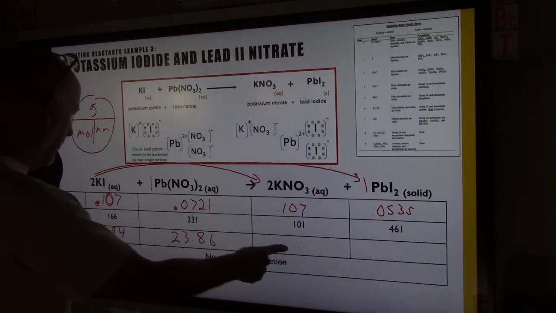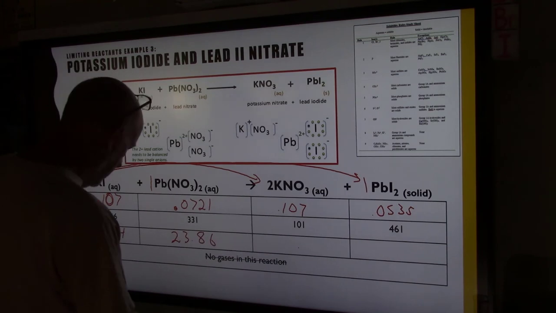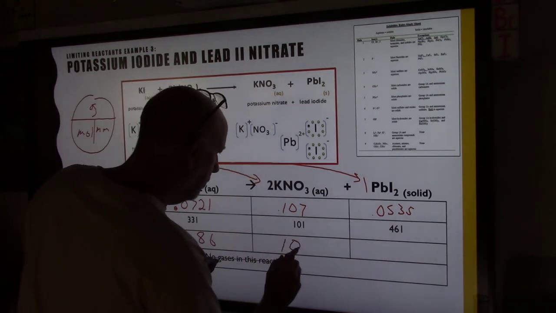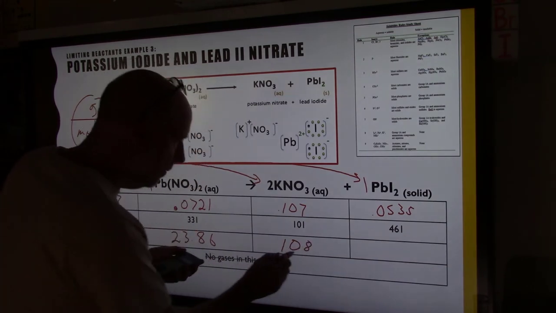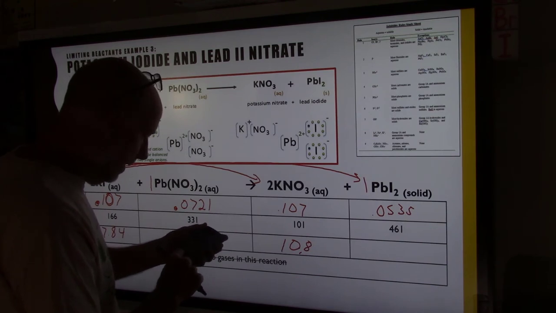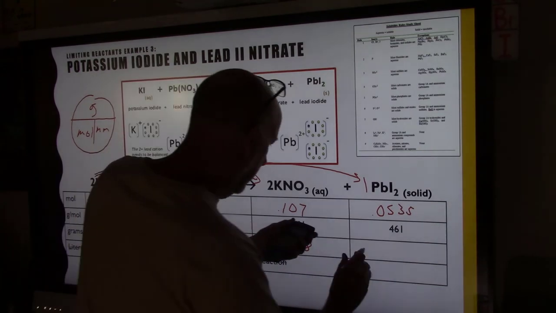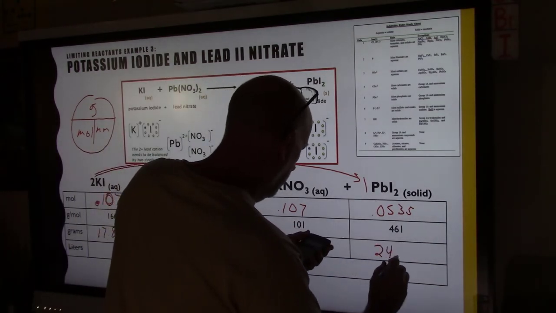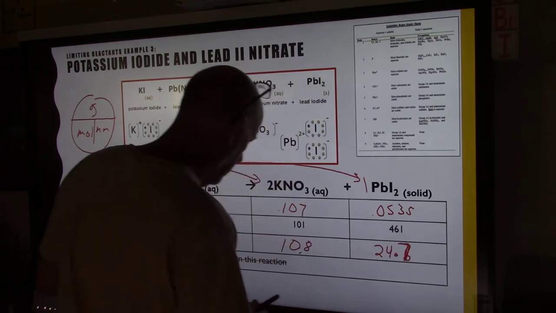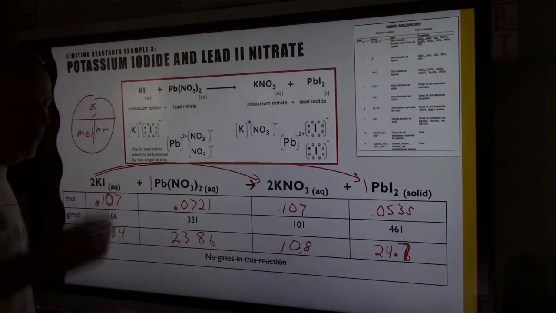So now let's calculate the number of grams of potassium nitrate and lead 2 iodide we should make. To calculate the grams, it's moles times molar mass. 0.107 times 101, 10.8 grams. And over here, 0.0535 times 461 grams per mole. Ooh, that's heavy. 24.7 grams. And so that's how much product we should make if the reaction goes.